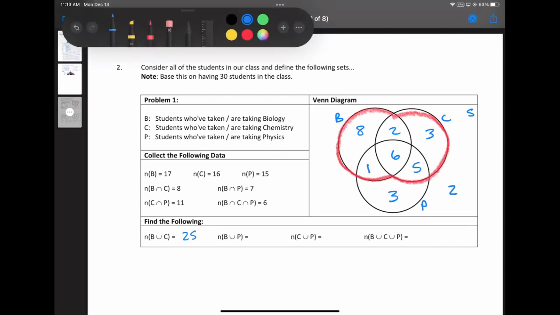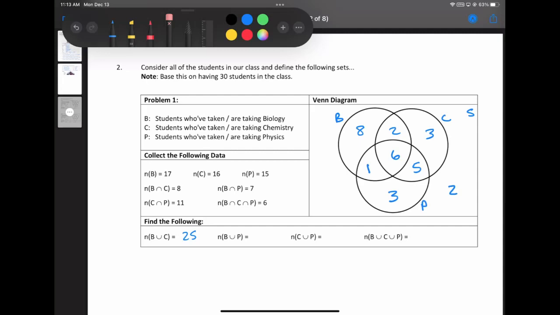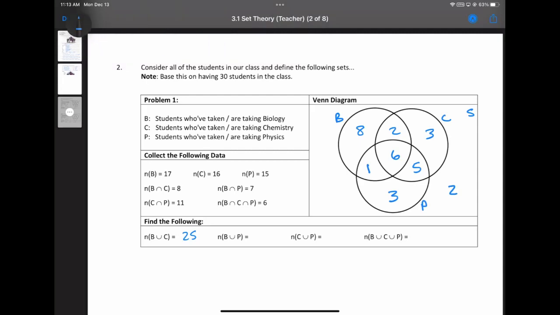The next one we want to do is take a look at biology or physics. And I'm not going to circle that one, but biology or physics is a bubble that basically contains anyone in one, either, or both. And that will exclude, again, only 5 students, the 3 that are only taking chemistry and the 2 that are taking nothing. So there's 25 in that bubble as well.